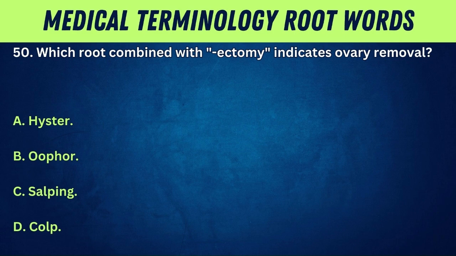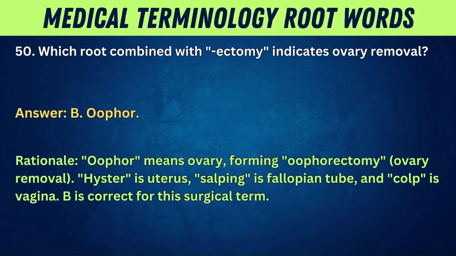A is correct. 50. Which root combined with ectomy indicates ovary removal? A. Hyster. B. Oophor. C. Salping. D. Colp. Answer: B. Oophor. Rationale: oophor means ovary, forming oophorectomy, ovary removal. Hyster is uterus, salping is fallopian tube, and colp is vagina. B is correct for this surgical term.